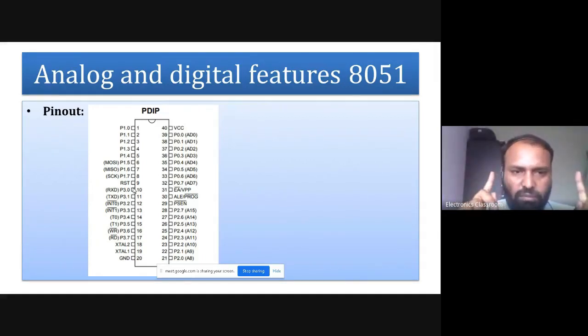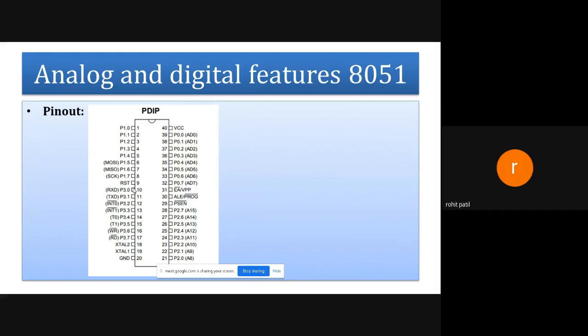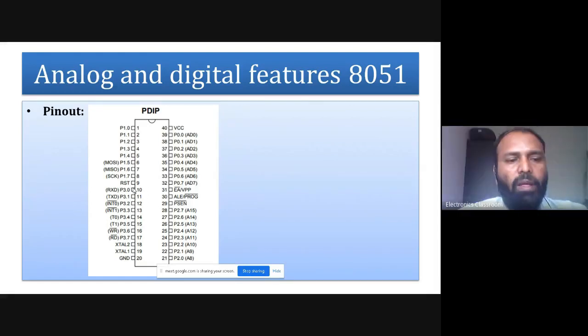Is this point clear? Hello? Is this point clear? How will the microcontroller differentiate between the alternate function and the normal IO port? Is this point clear? Hello? Yes, sir. Okay.